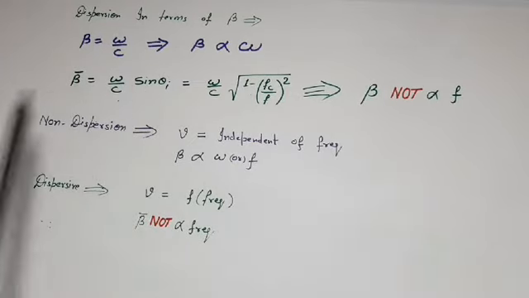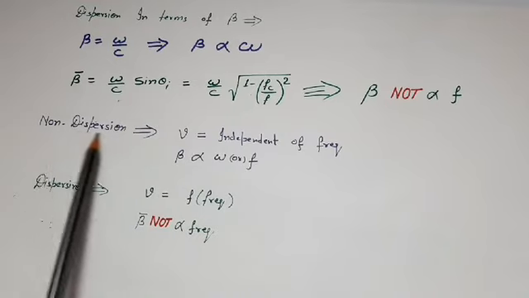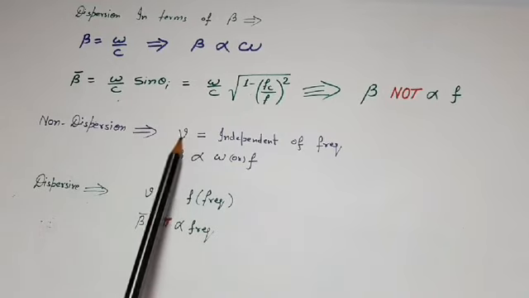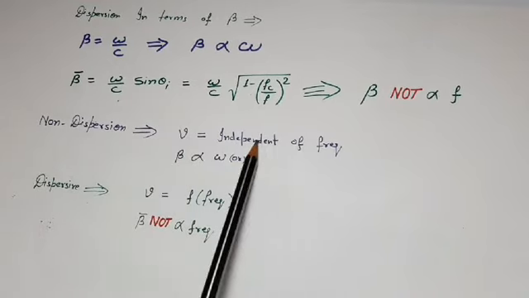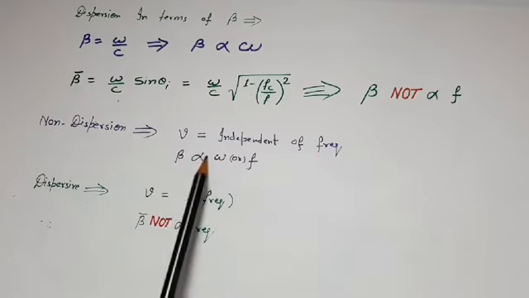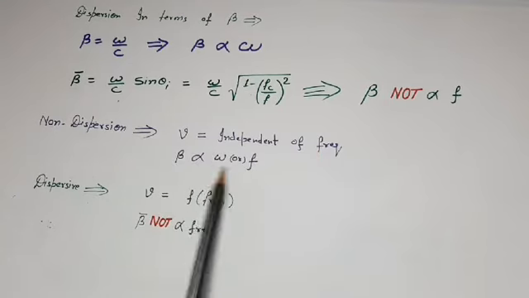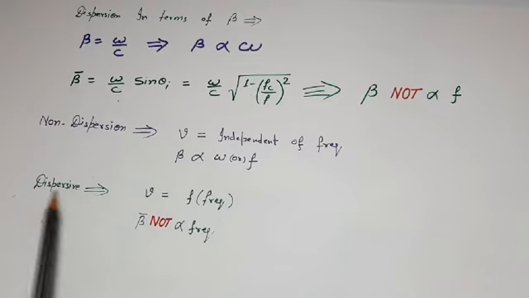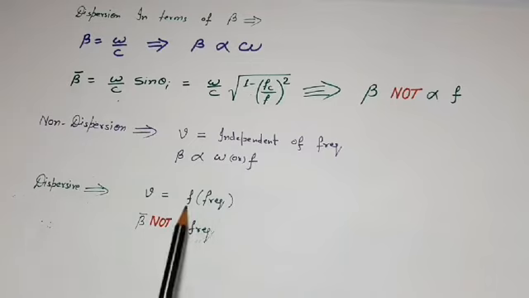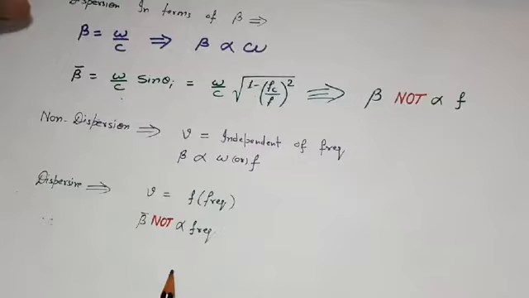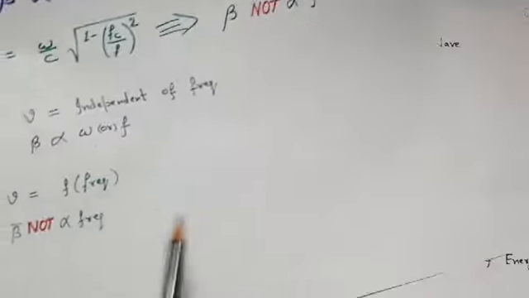So finally we can say that for non-dispersive behavior, velocity of wave should be independent of frequency, and phase constant beta should be directly proportional to frequency. But for dispersive behavior, velocity of wave is a function of frequency, and phase constant beta bar is not directly proportional to frequency. In fact it will have some other function of frequency. So this was all about dispersion phenomena.